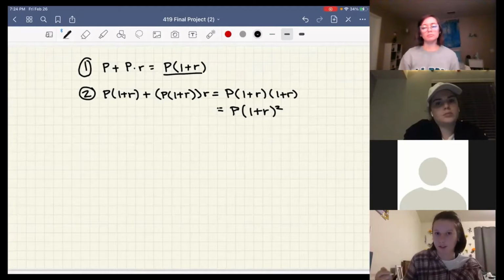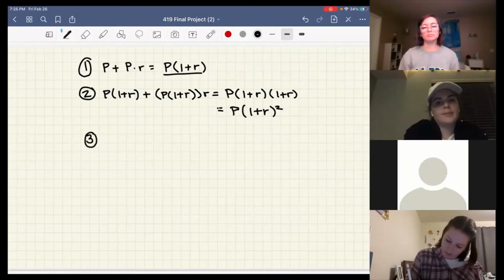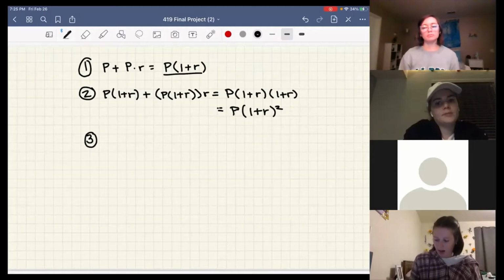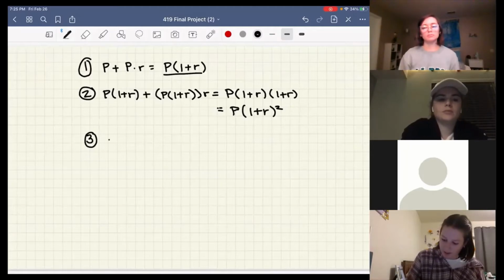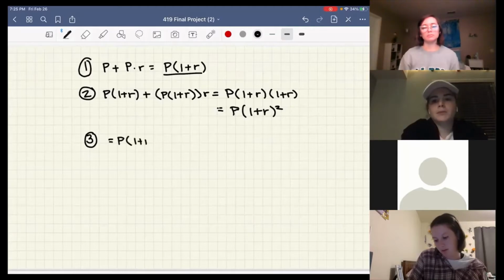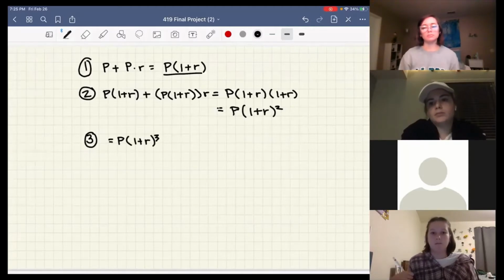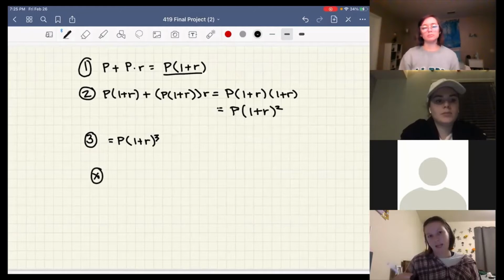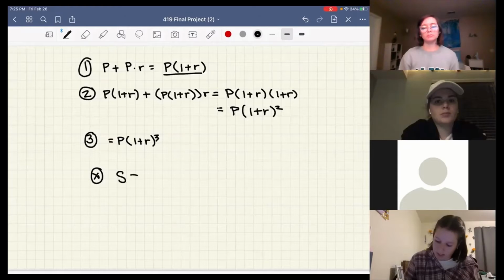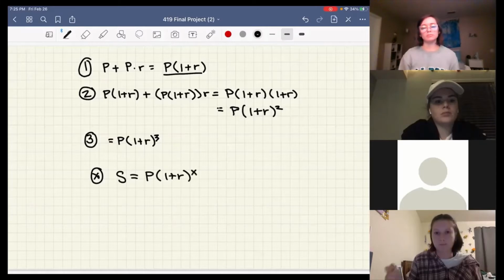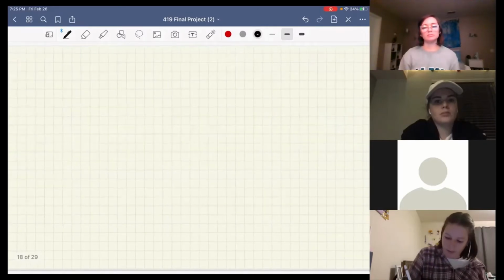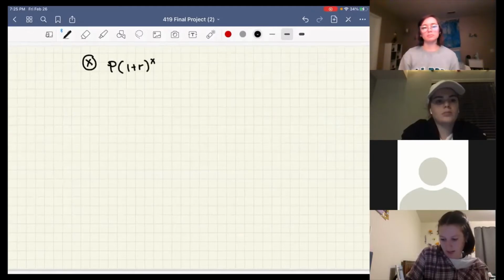And then for the third year, again, you'd take P times 1 plus R squared, and you would plug it back in, and you would eventually get P times 1 plus R cubed. And so taking those general formulas for each year and creating a generic formula for, let's say, X amount of years, S, the total amount that you would end up with, would be equal to P times 1 plus R to the X power. So for X amount of years, P times 1 plus R to the X equals S.